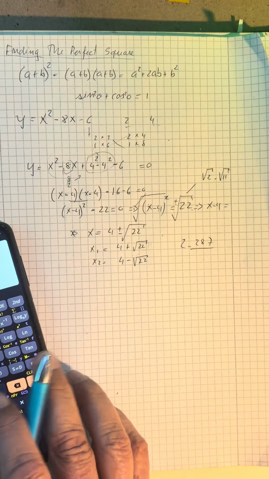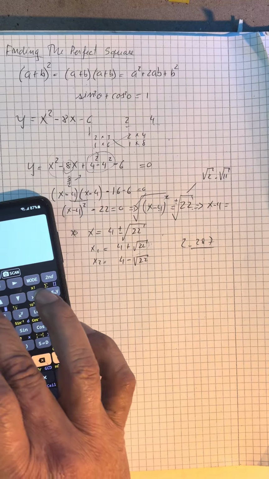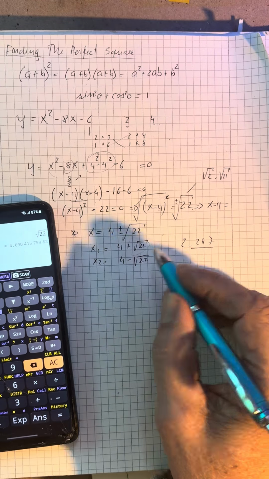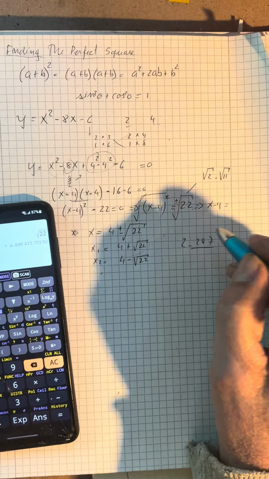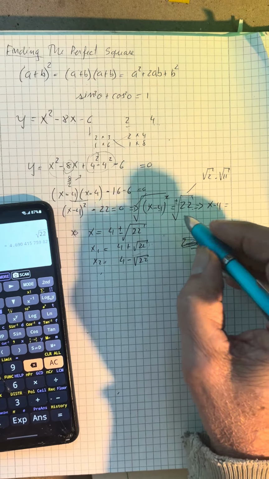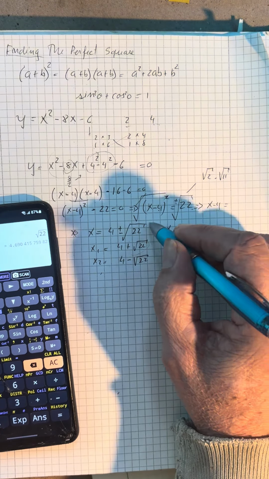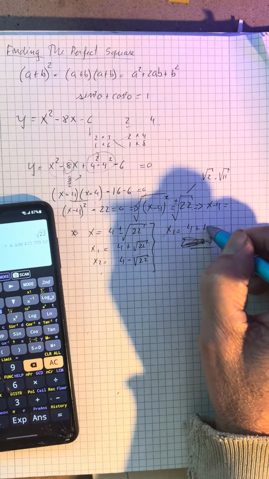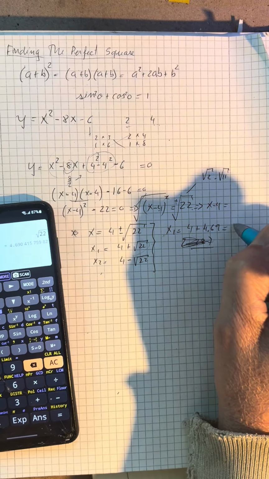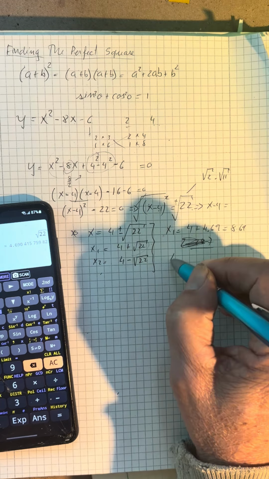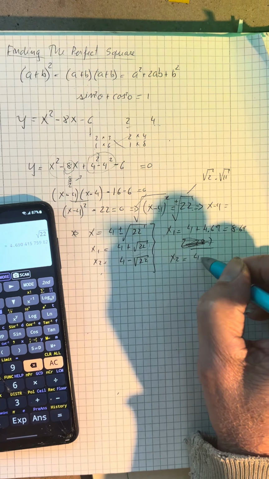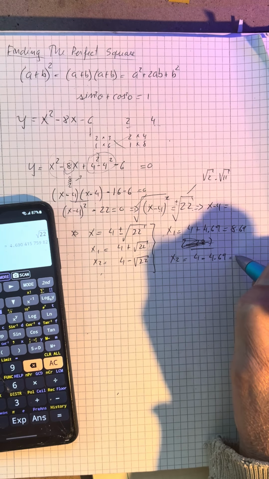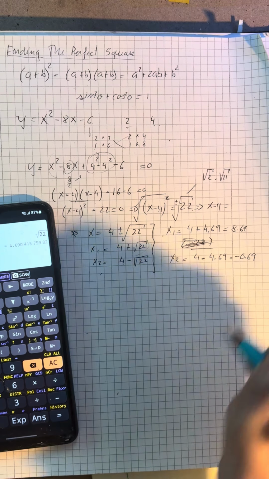We can do this by hand. Say the square root of 22 is equal to 4.69. So x1, and I'm going to put it here because I don't want to occupy my page, x1 is equal to 4 plus 4.69, which will give us 8.69, and x2 will be equal to 4 minus 4.69, which will give us minus 0.69, negative.